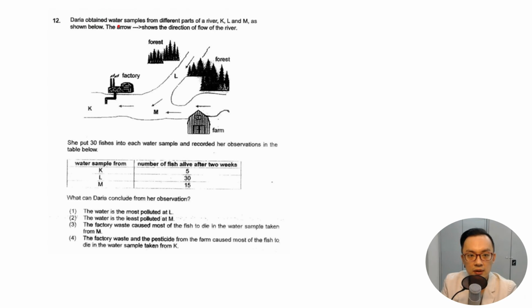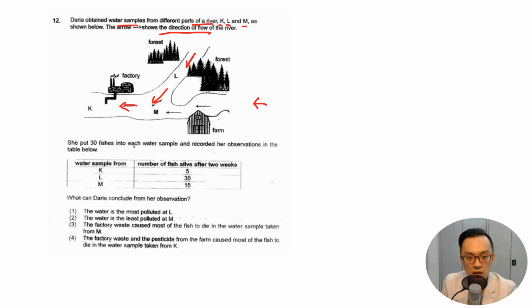Daria obtained water samples from different parts of a river K, L, and M. As shown below, the arrow shows the direction of the flow of river. So let's take a look at the river. The arrow is pointing this way, so the water is coming from this way to this way to this way. And there's another stream from here all the way to joining this one as well.